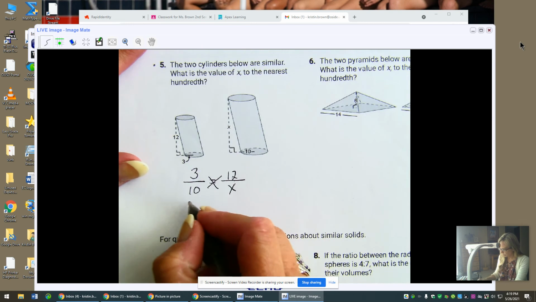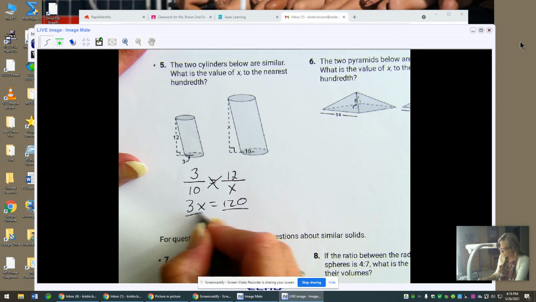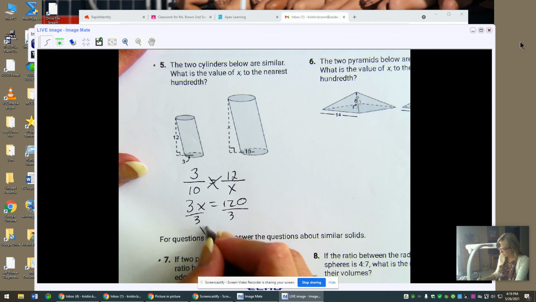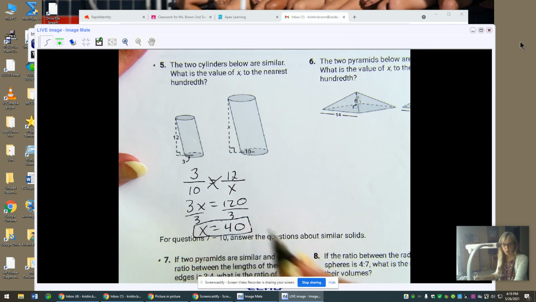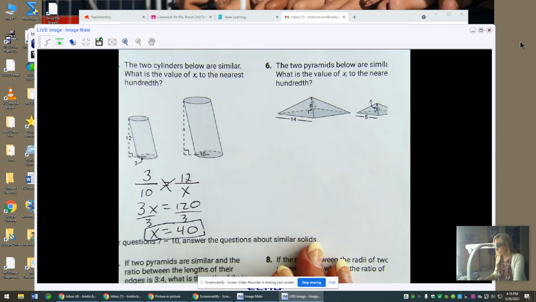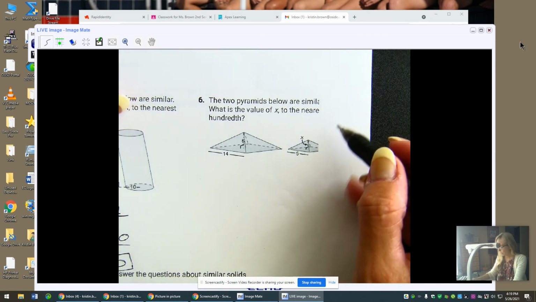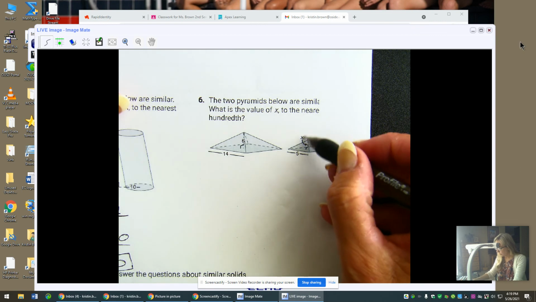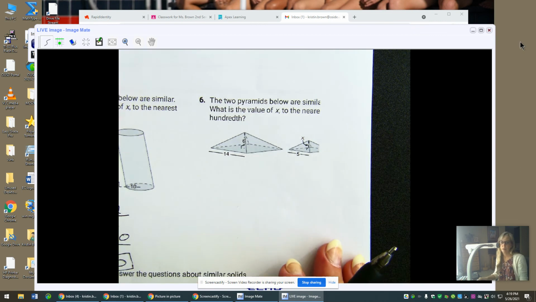Cross multiply, we're going to end up with 3x equals 120. Divide out 3, and X is 40. They're all the same. Again, things are cut off a little bit here, but we have all the information we need. We have the height of this, the height, and we have corresponding measurements there.